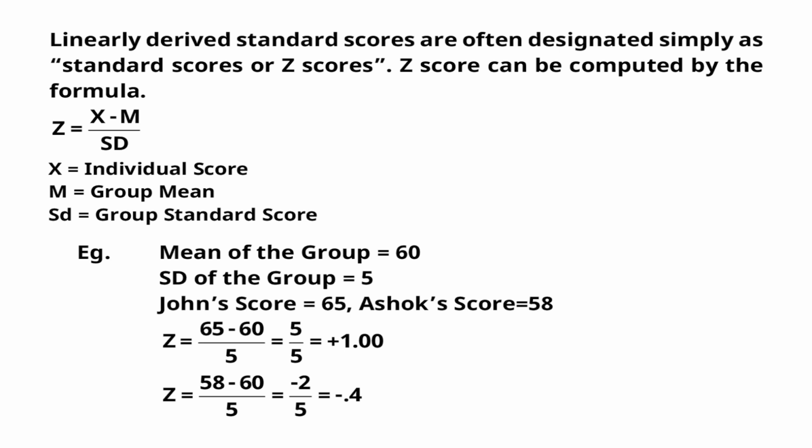Now, see the next one. Z for 58, now Ashok is getting 58 marks. So, X is 58, the mean of the group is 60 and the group SD is 5. So, 58 minus 60 upon 5 is equal to minus 2 upon 5, because 58 is less in value, and it is getting minus 0.4. So, the standard score of John is plus 1 and the standard score of Ashok is minus 0.4.